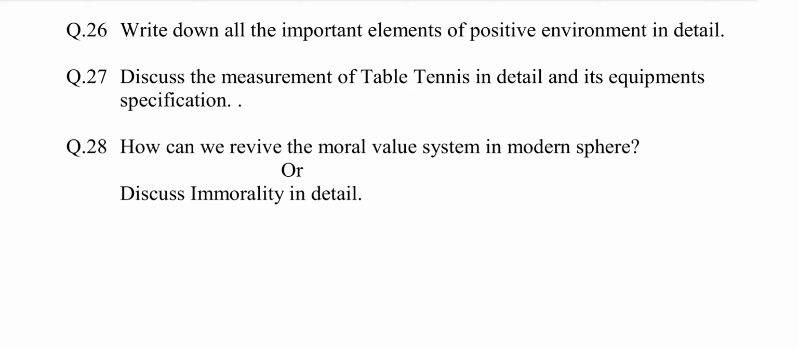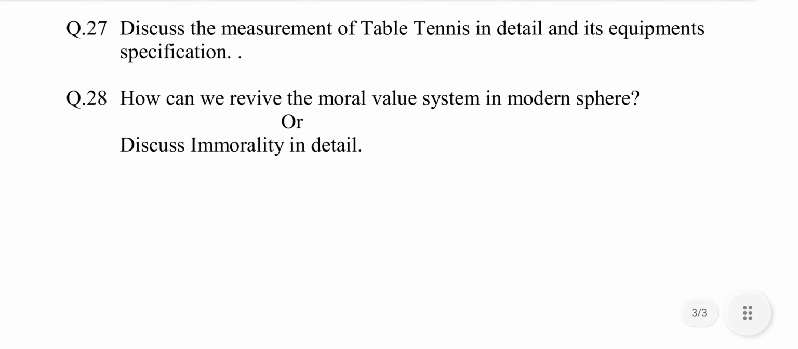Question number 27. Discuss the measurement of table tennis in detail and its equipment specifications. This question is selected from chapter number 7, Concept of Major Games and Sports. The answer may be: measurement of table tennis and its equipment are as listed below. Number 1. Size of table tennis table. Length 2.74 meters. Breadth 1.525 meters. Second, free space area 3 meter to all sides and 5 meter to back sides.